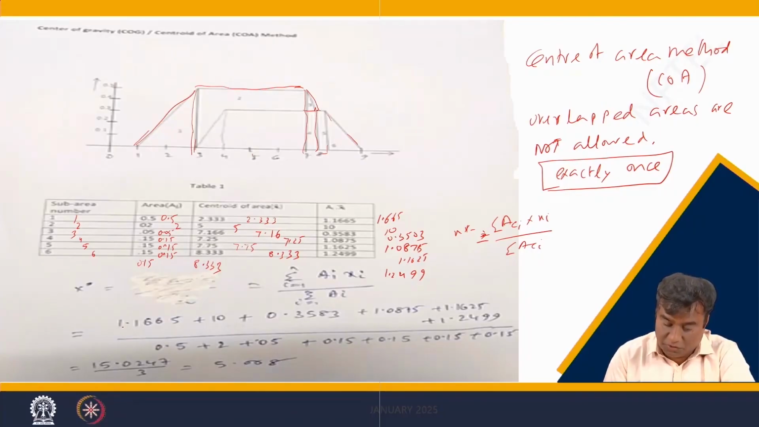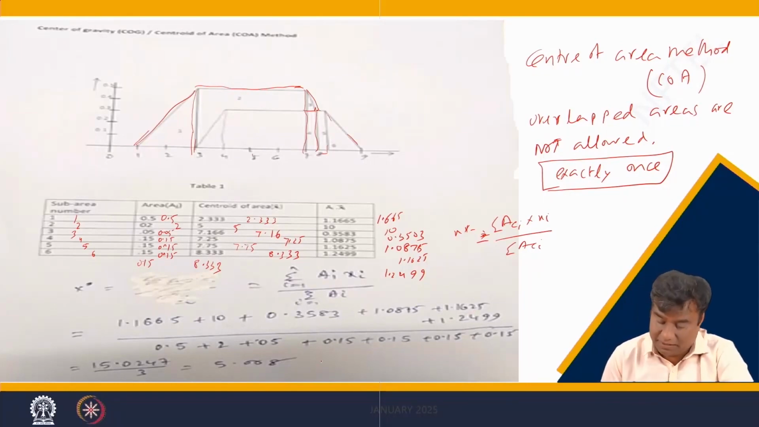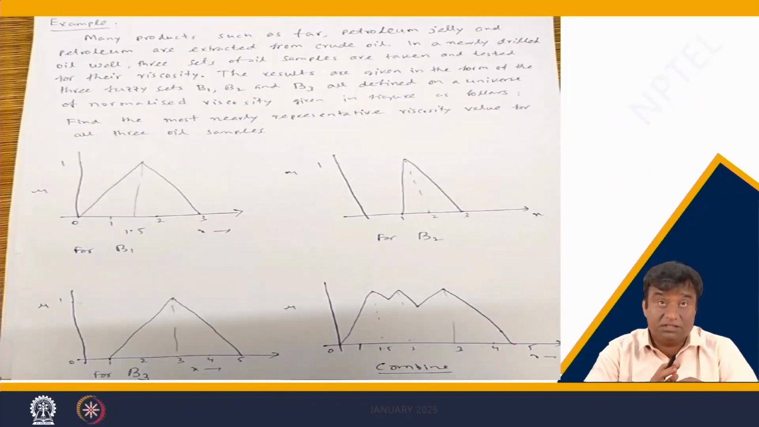So it is 1.1665 plus 10 plus 0.3583 plus 1.0875 plus 1.1625 plus 1.2499, divided by the sum of areas 0.5 plus 2 plus 0.5 plus 0.15 and so on, which gives 5.008. So this method is known as the center of area method. Now we have learned the three center methods. Now try to solve some questions.